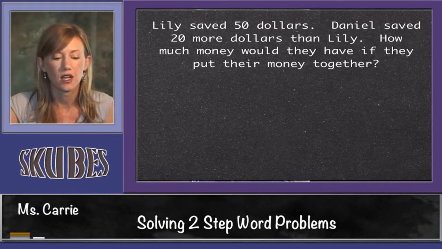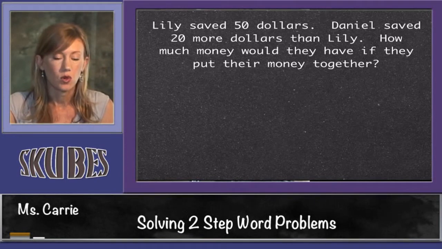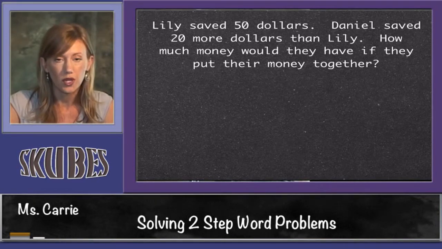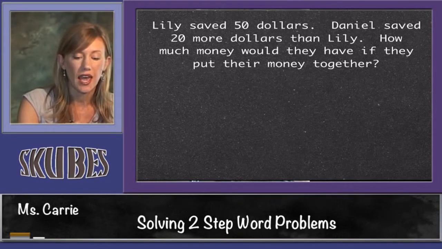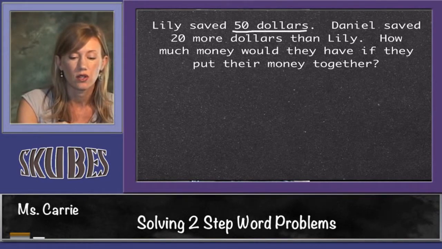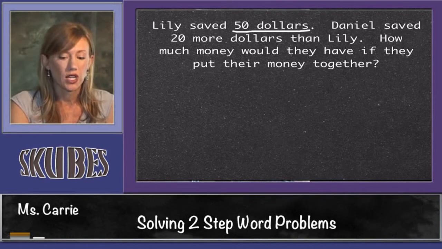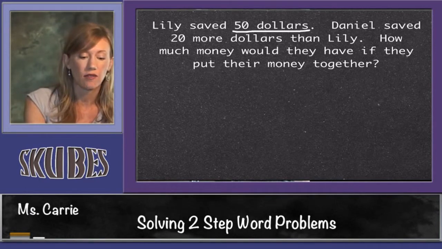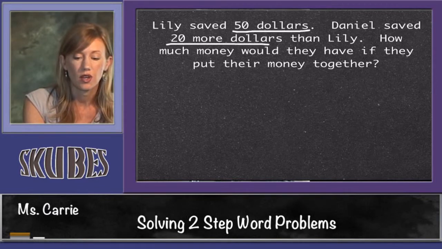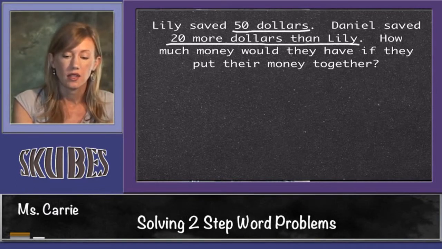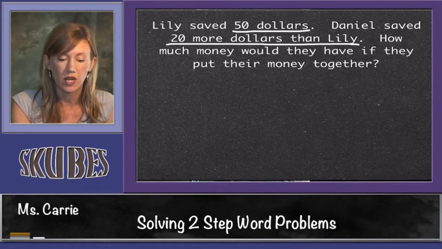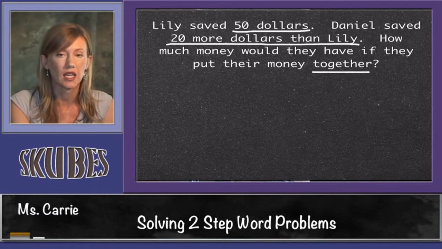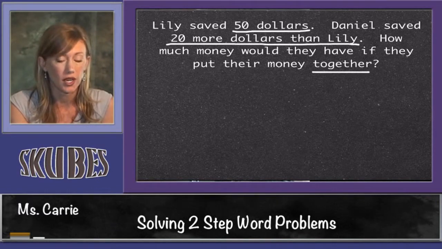Let's look at another problem. Lily saved $50. Daniel saved $20 more than Lily. How much money would they have if they put their money together? Let's look at our important information. We know that Lily has saved $50. We don't really know how much Daniel has saved, except that he saved $20 more than Lily. And the last thing says how much money would they have if they put their money together. So I'm going to underline together because that indicates we're going to add to find out how much all together.